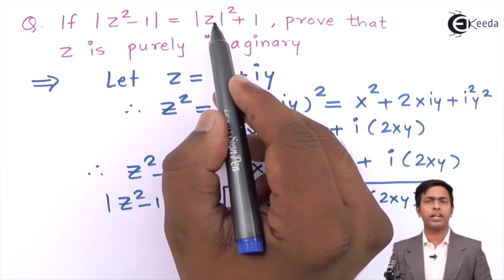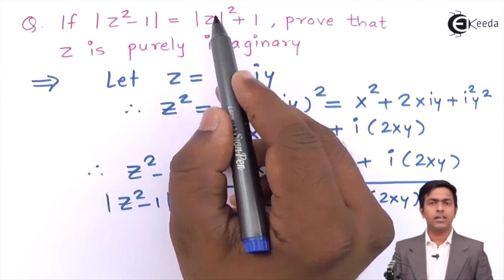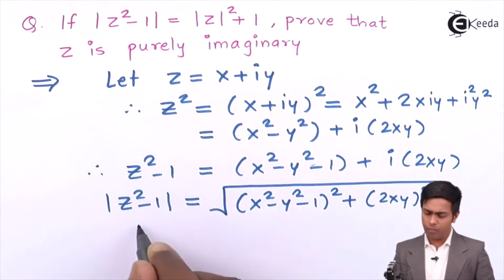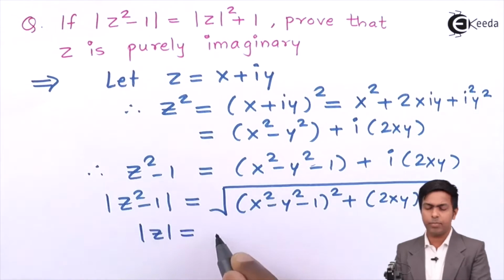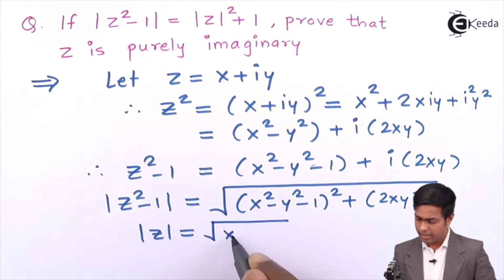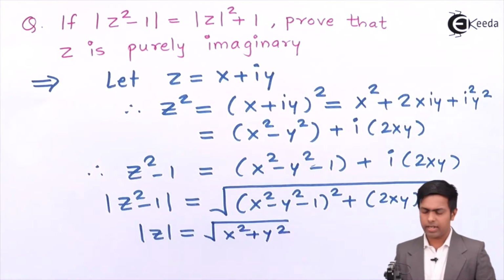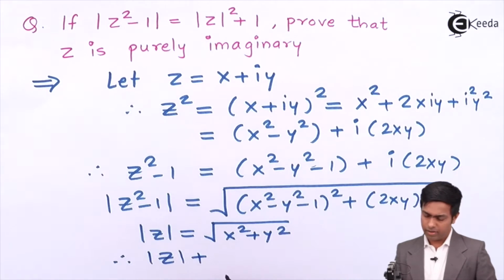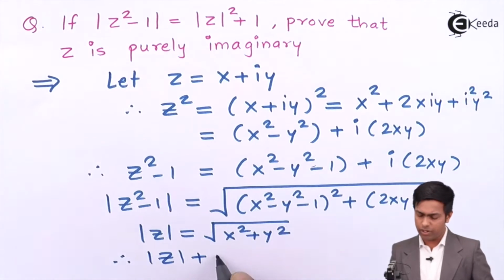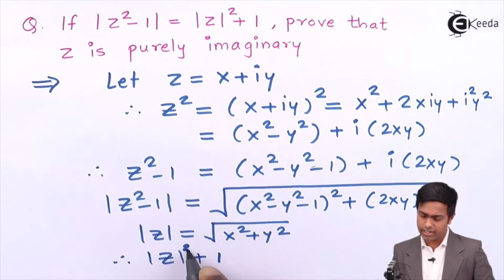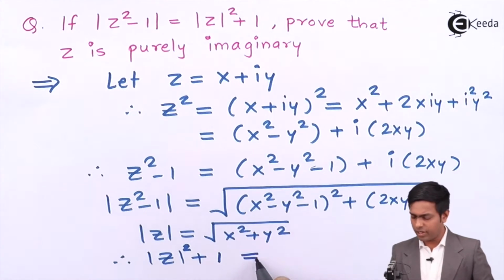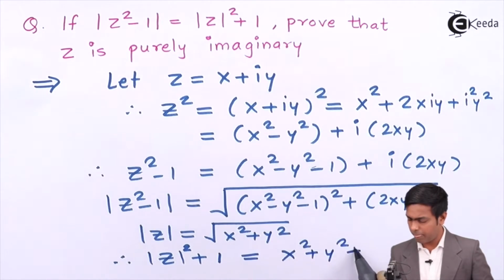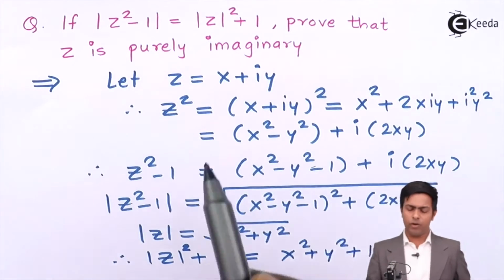Similarly, let's find the value of the right hand side, which is mod z the whole square plus 1. Now what is the value of mod z? Mod z is nothing but the square root of x square plus y square, and in that we have to add 1. Before adding 1 into that we have to square it. So here I'll say mod z square plus 1, which is equal to x square plus y square plus 1, since the square of the square root is x square plus y square. So this is the value of the right hand side.